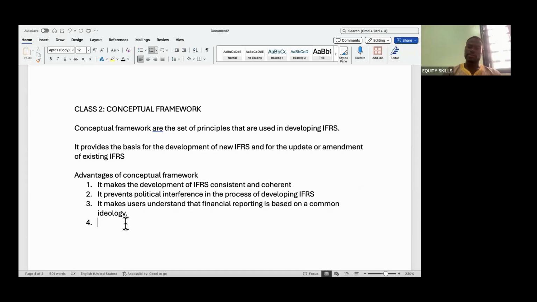And finally, this conceptual framework can help in the treatment of unusual transactions. In the sense that if you have transactions that we don't know how to treat, what will help us to treat them is the conceptual framework. The conceptual framework can help us in the treatment of unusual transactions. So these are basically some of the advantages of the conceptual framework.